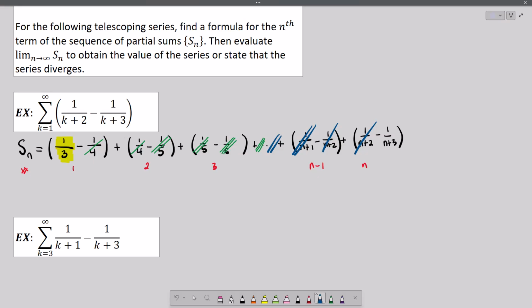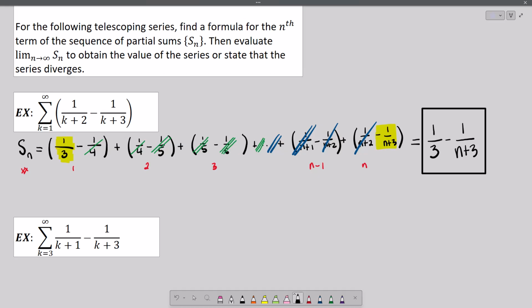And so what we see is that there's only two parts of this that are not canceling. So this is the simplest type of telescoping series where we only have the one term at the front and the one term at the end. So that gives us a formula for S sub n. S sub n is 1/3 minus 1 divided by n plus 3. That tells us what the nth partial sum is equal to.